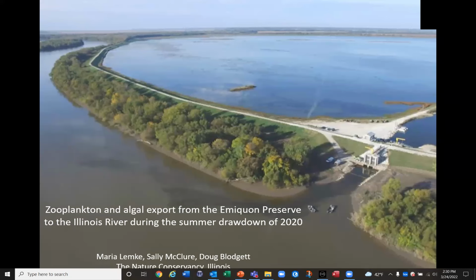Today, I'm going to discuss some preliminary results from research conducted by Sally McClure, Doug Blodgett, and myself related to the export of zooplankton and algal biomass from the Emiquon Preserve to the Illinois River during the summer drawdowns.